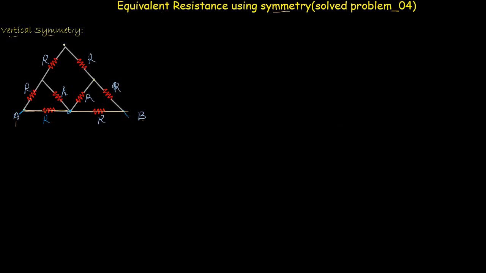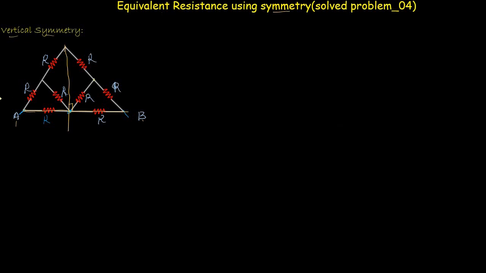So if we draw a vertical line which bisects this horizontal line at 90 degrees, you can see that there exists the mirror image of this side on this side. So we can say that this A point is the mirror image of this B point, and these resistors are the mirror image of these resistors. By the rules of the vertical symmetry, we know that the current will be the same on either side of the symmetry.